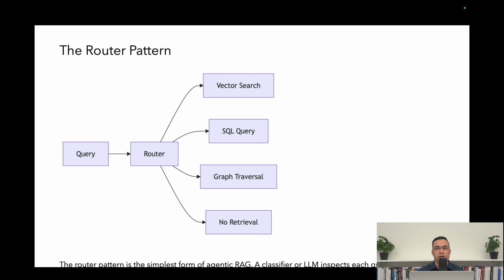Implementation can use a fine-tuned classifier for speed and low cost. Training data comes from labeled query examples. Alternatively, an LLM with a routing prompt provides flexibility without training. The router pattern captures much of the value of agentic RAG with minimal complexity. Many production systems benefit from routing without needing full agent reasoning loops.